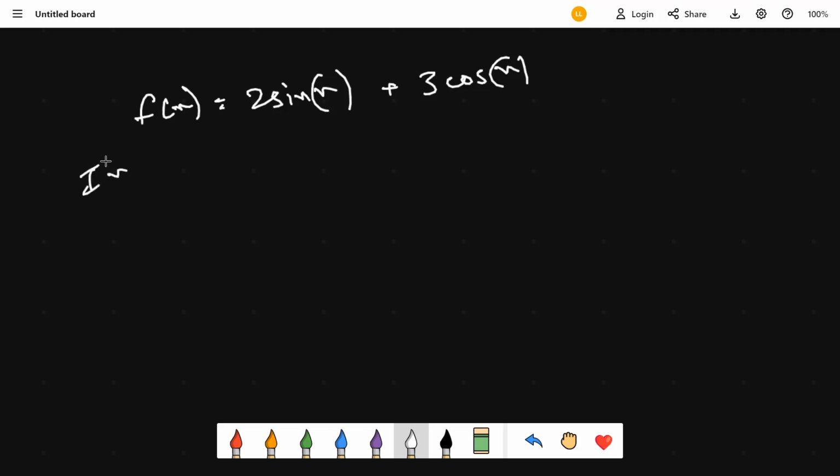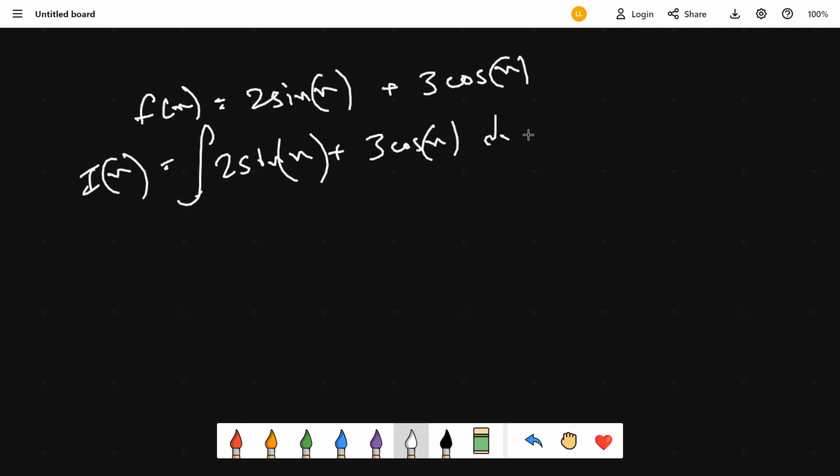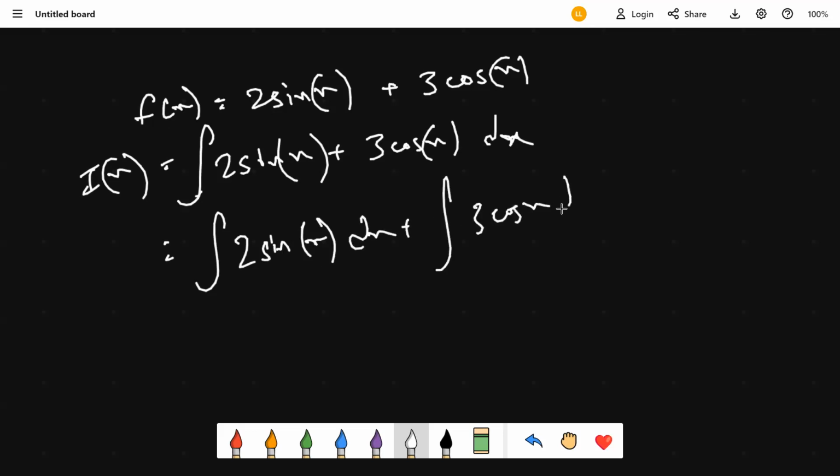Now they're asking us to find the integration of this function. So, the integration of 2 sine x plus 3 cos x with respect to x, so dx is added at the end. Since the terms are arithmetically added, we can individually perform our integration on them, isn't it? Since these are constants, we can also bring them in front, because they are not going to have any effect on the integration.